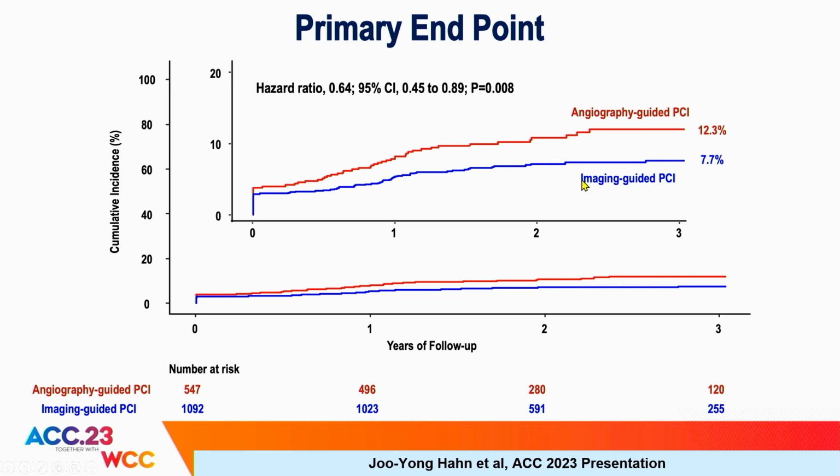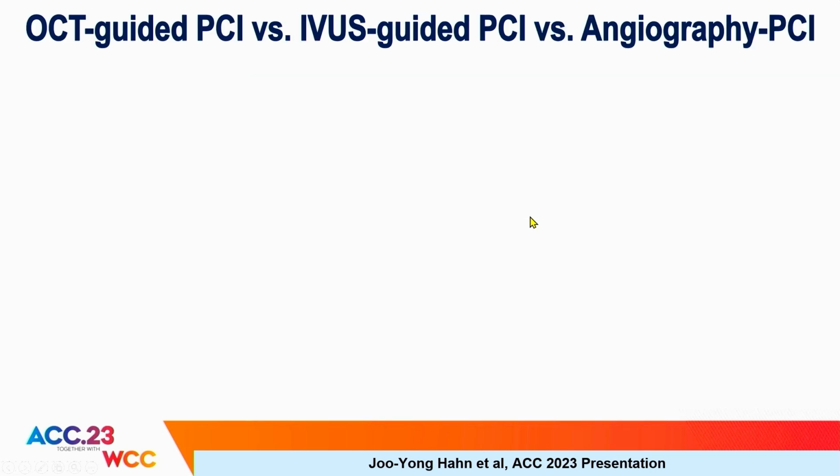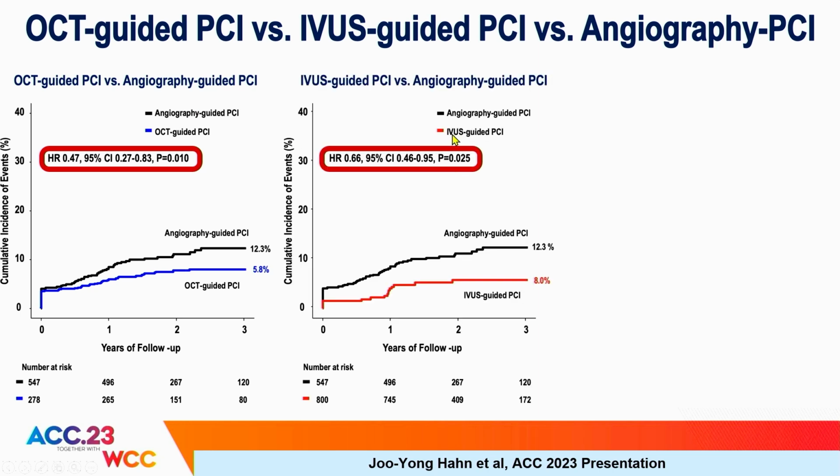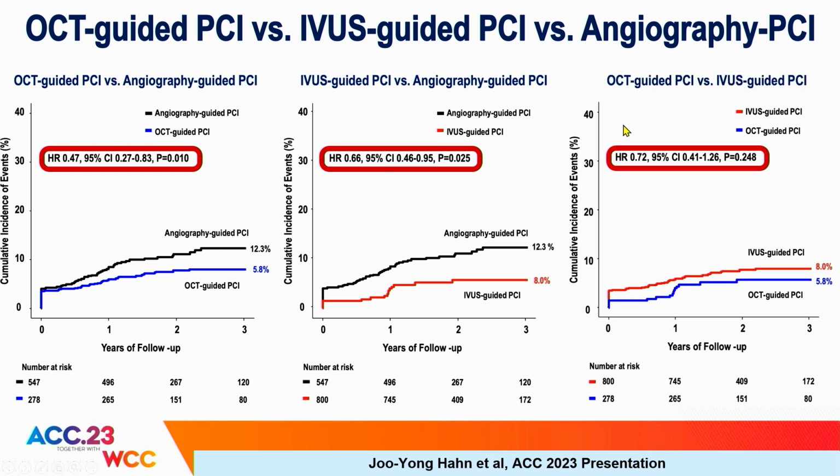We divide the patients into image-guided and angio-guided PCI. We can see the angio-guided PCI has higher MACE than the image-guided PCI at 3 years follow-up. Comparing OCT and angio-guided PCI, the OCT-guided PCI has less MACE than the angio-guided PCI. And in the IVUS group, we can also see a better outcome than the angio-guided PCI. And how about OCT versus IVUS?